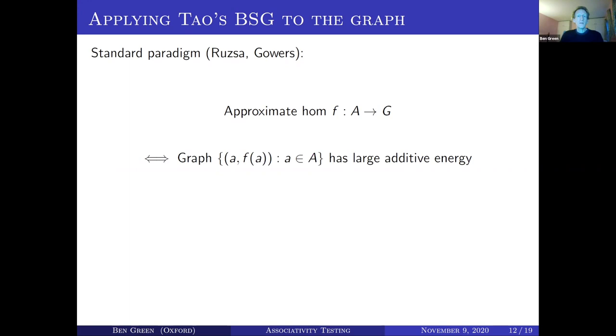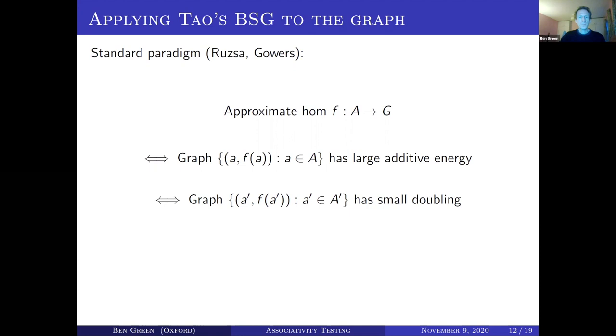So this is equivalent to saying that the graph, so that's literally the high school definition of graph, the set of pairs A, F of A, has large additive energy. So in other words, it has many multiplicative quadruples, many solutions to x1 times x2 equals x3 times x4.